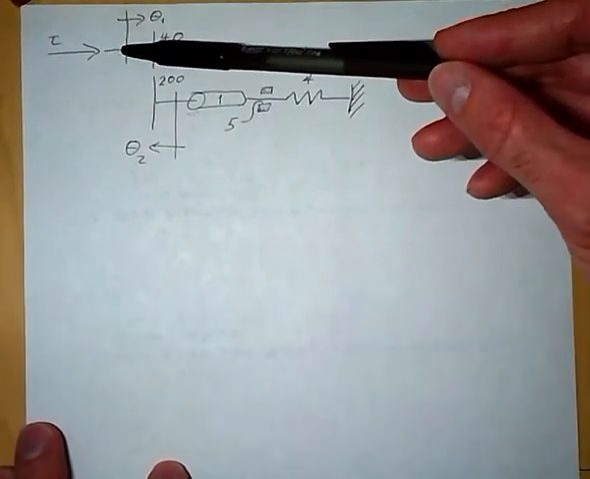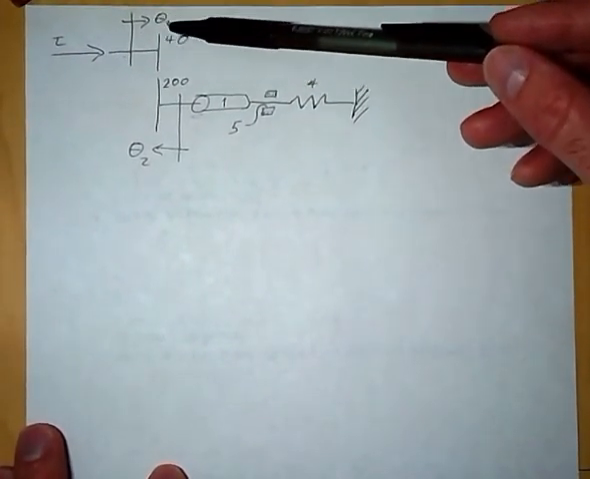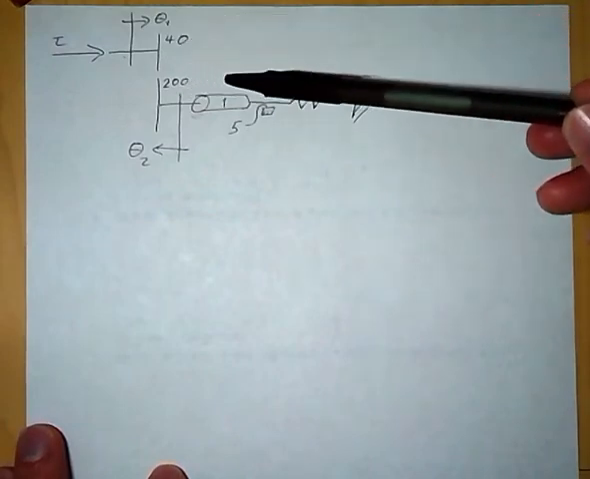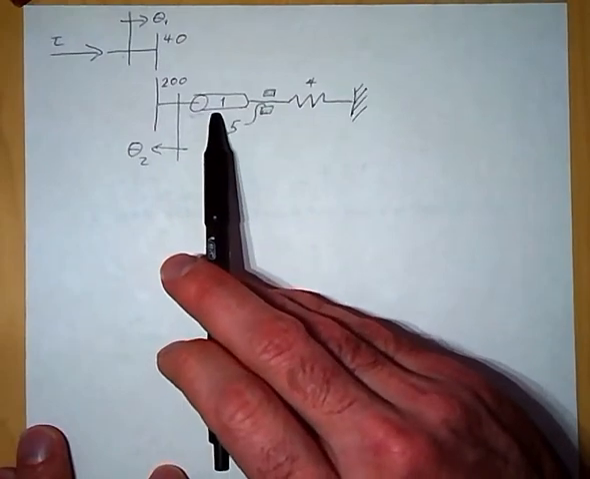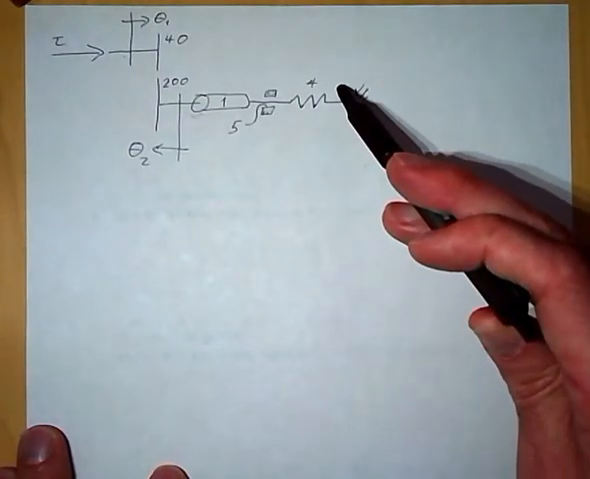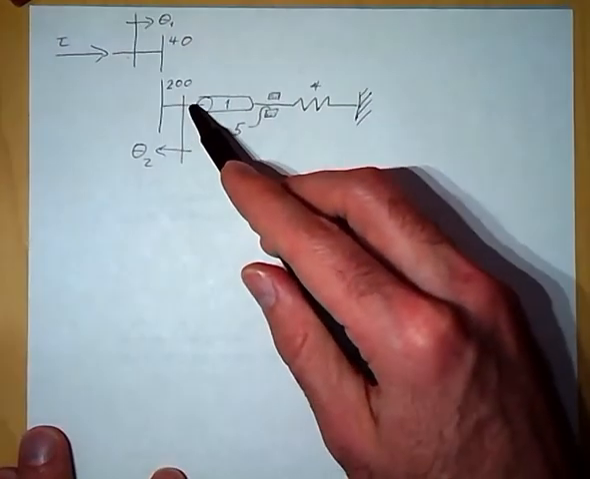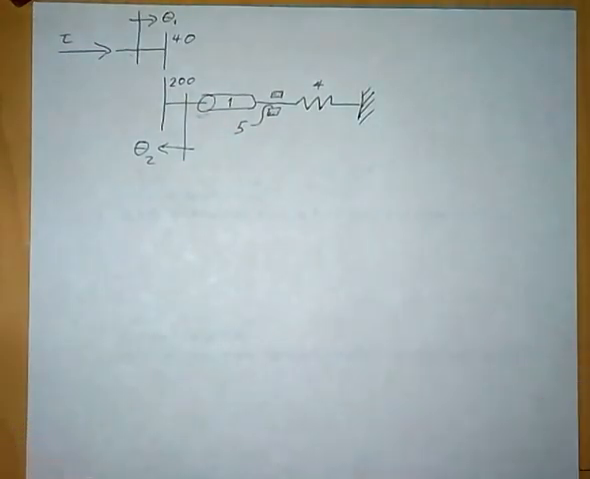We've got an input torque on a shaft with displacement theta 1. We've got a 5-to-1 gear ratio to the output shaft. And on that output shaft we have a moment of inertia, a damper, and a spring. And the displacement there is theta 2.